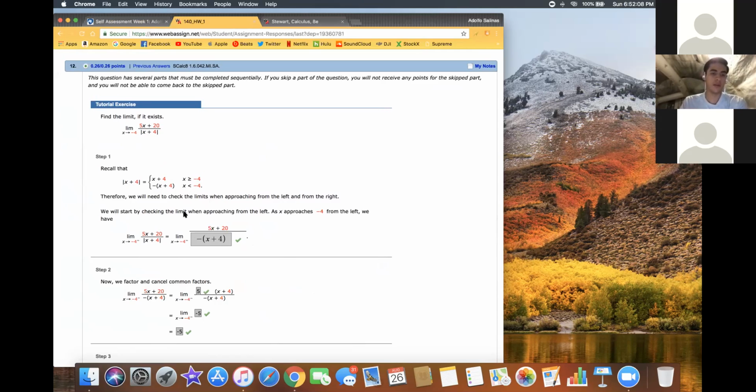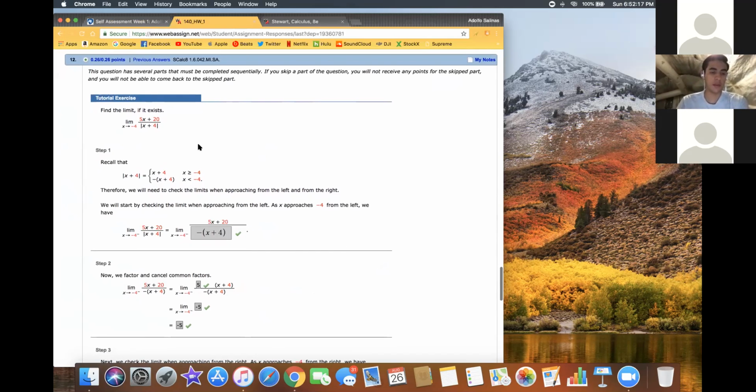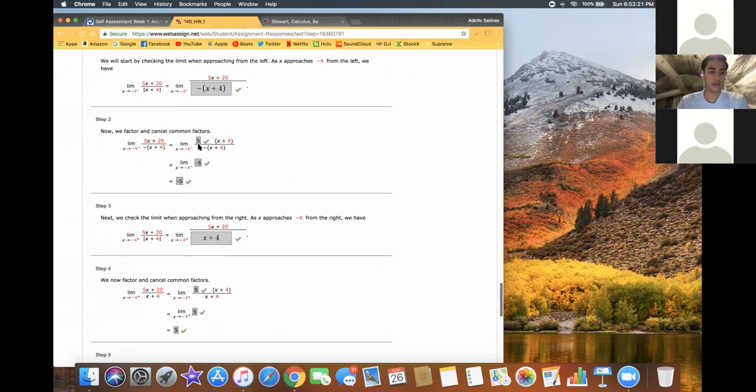Yesterday I had trouble with this one. The good thing about WebAssign is that it lets you resubmit your answer if you don't get it. So I got lucky with that. I'm gonna scroll down to steps 3 and 4, if that's all right. Yep. And there's one more after that.